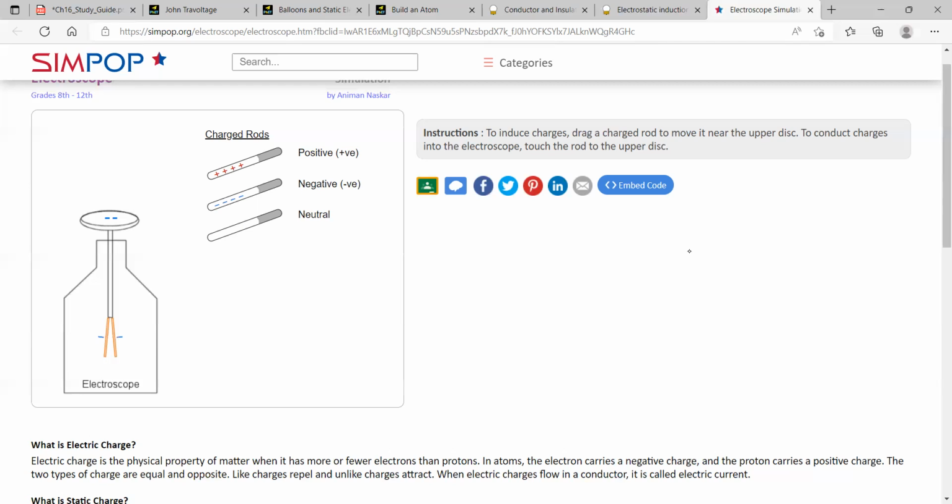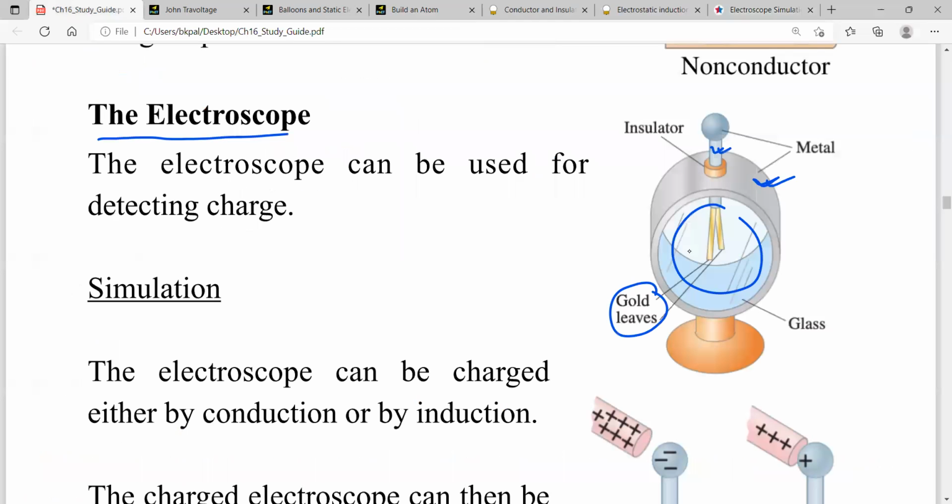All right, so I'm going to stop here. In the next lecture, I'm going to talk about some rules. Basically, I'm going to talk about Coulomb's law, and then the electric field. All right.